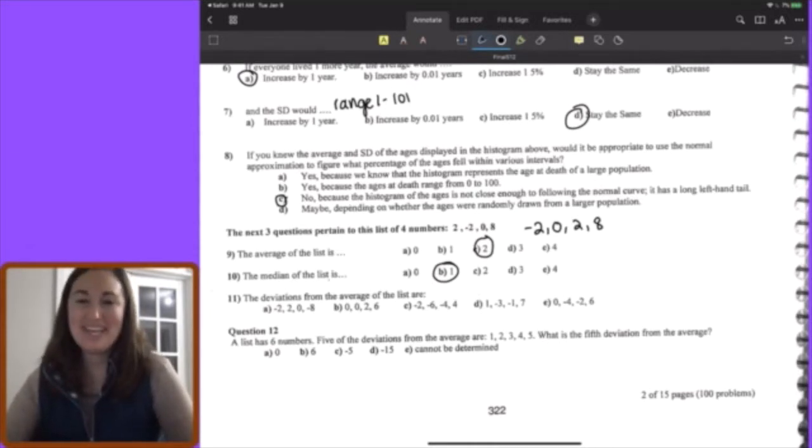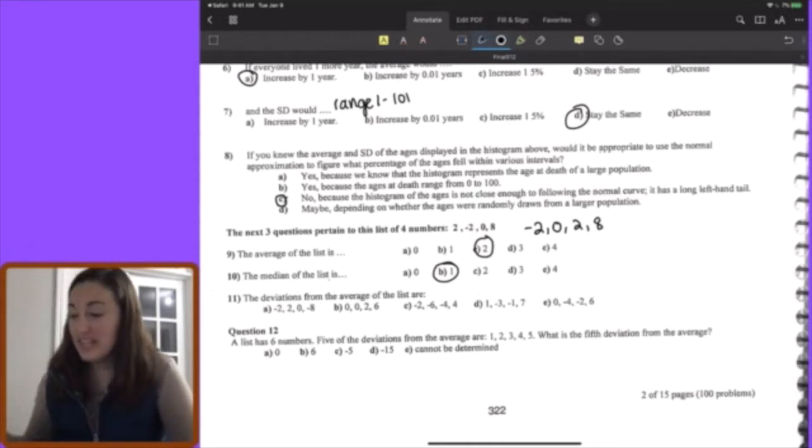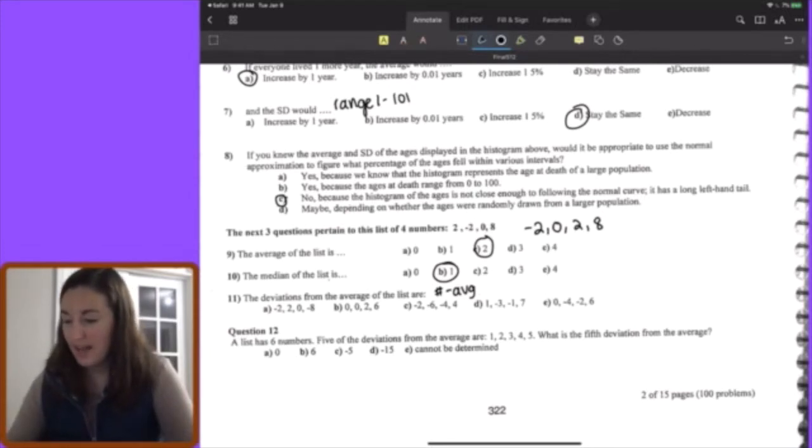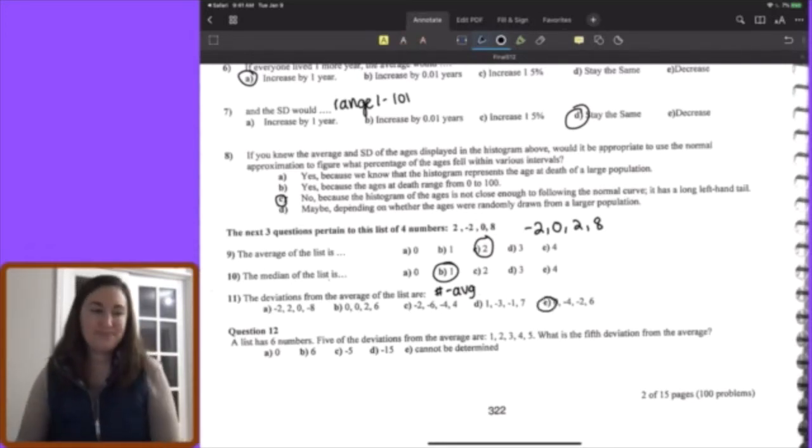That's a common mistake. For the deviations, you're just going to take every single number on the list and subtract the average. So subtract 2. So 2 minus 2 is 0. -2 minus 2 is -4. And then etc. So we should get E.